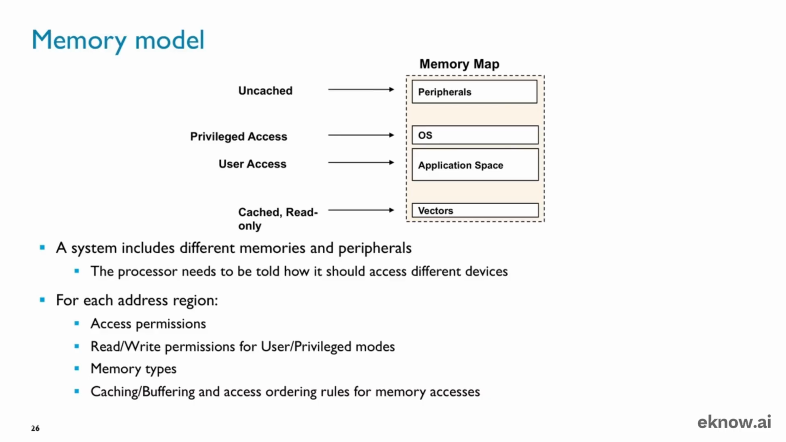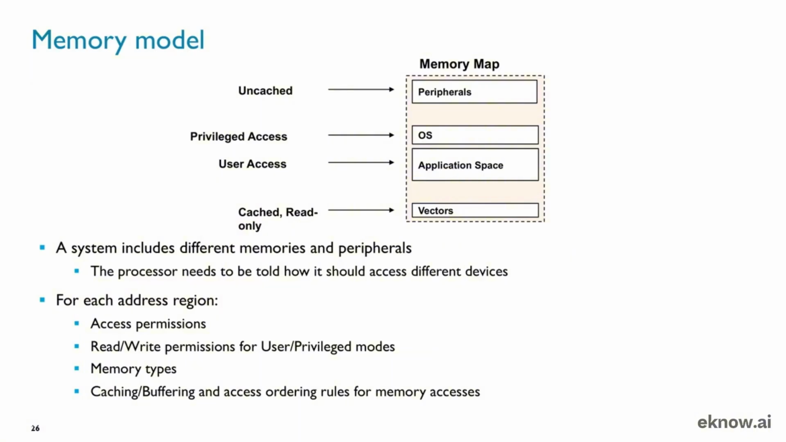It has to communicate with lots of different things: main memory, RAM, peripherals like a USB controller or a display driver, and other system components. All these different parts live in the processor's address space, but they have very different characteristics and rules for how they should be accessed. The memory model is the set of rules that tells the processor how to interact correctly and efficiently with each part.